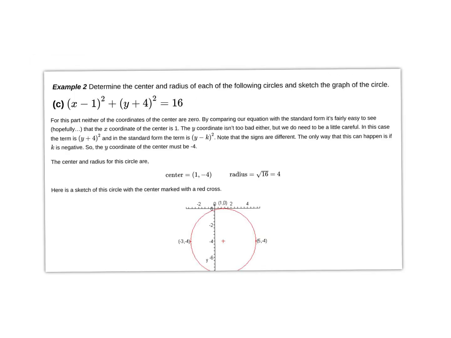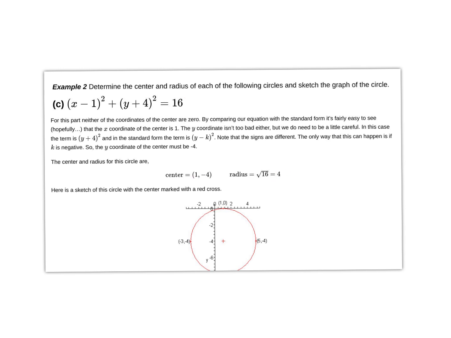All right, so if we look at the equation, x minus 1 quantity squared will give us the x coordinate of the center to be 1, and then y plus 4 quantity squared will give us the y coordinate of the center of the circle to be negative 4. The square root of 16 gives us the radius of 4.